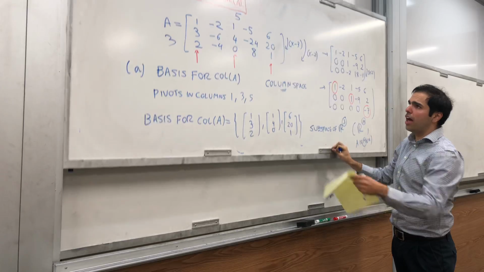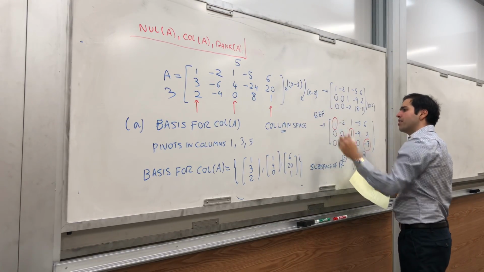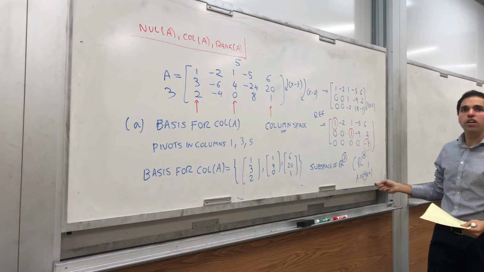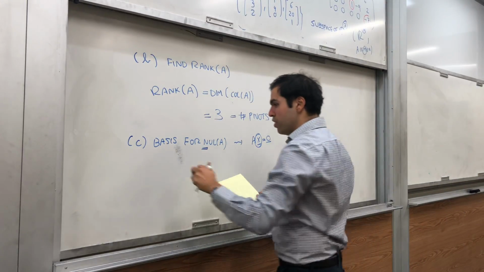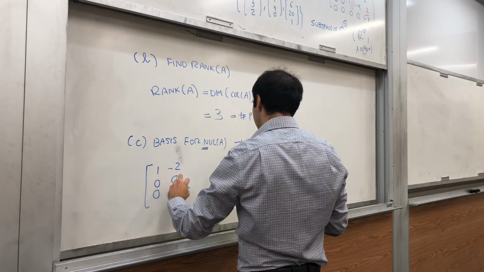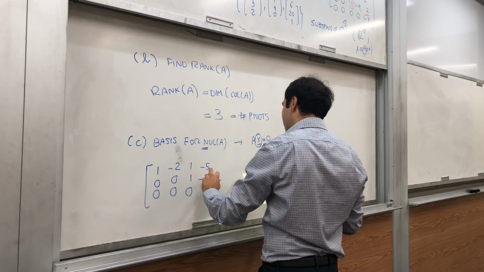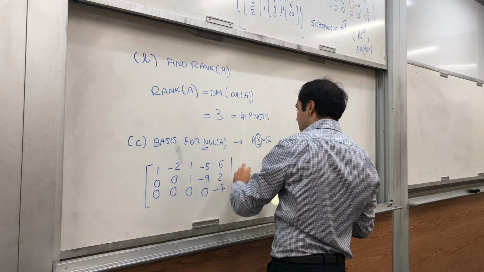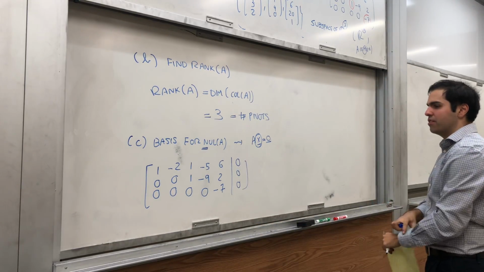In order to do that, we row reduce the matrix to the row echelon form. But to find a null space, you need to go one step further and do the reduced row echelon form. So let's start with this: 1, 0, 0, minus 2, 0, 0, 1, 1, 0, minus 5, minus 9, 0, 6, 2, minus 7, and then we want to solve Ax equals 0, so we put a bunch of zeros here.